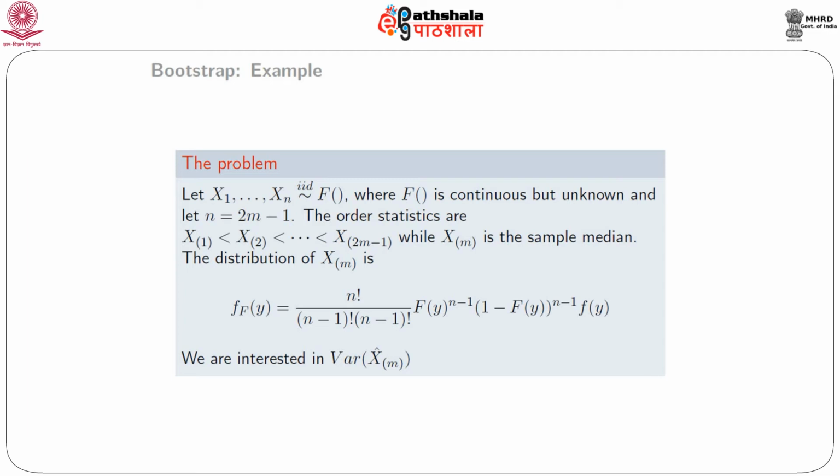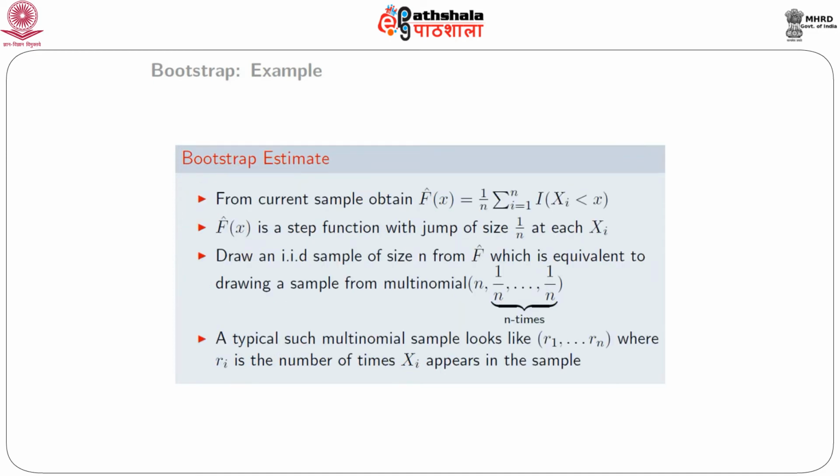Now, the distribution of xm, under the true continuous distribution F, is n factorial by (m-1) factorial (m-1) factorial, F(y) to the power m-1, (1 - F(y)) to the power m-1 into f(y). Now, how to find the variance of xm? An estimate of the variance of xm. Now, we can use the bootstrap principle here.